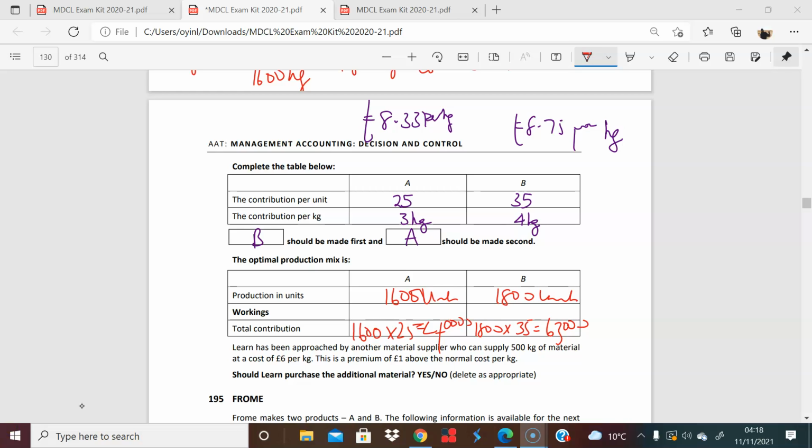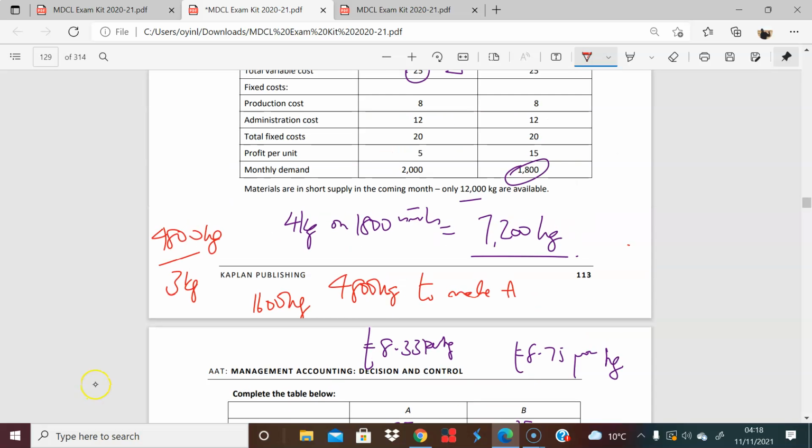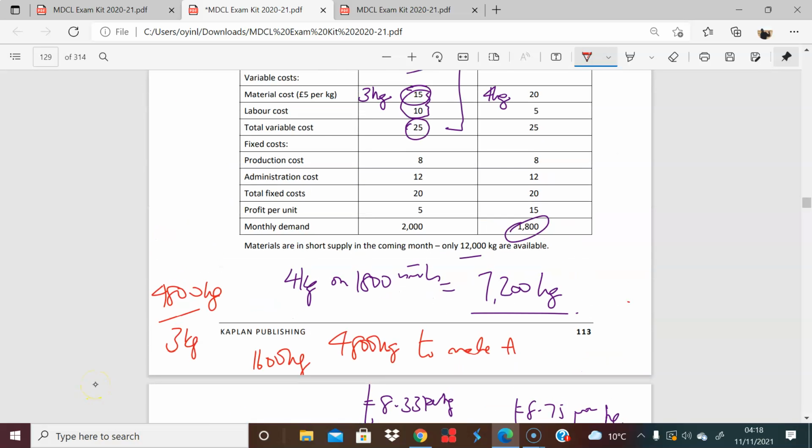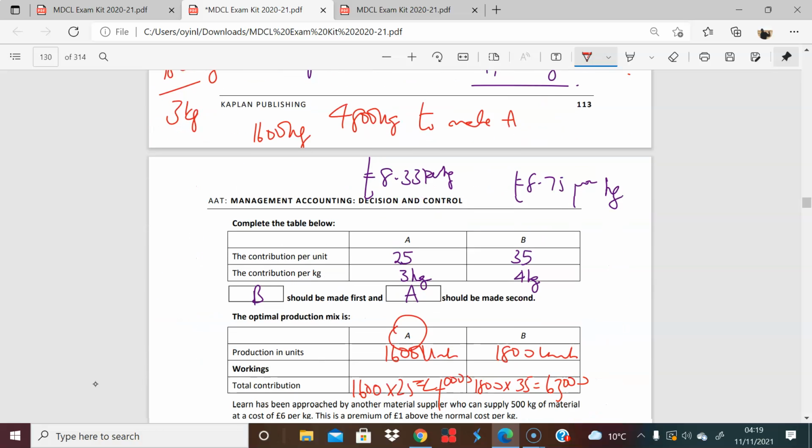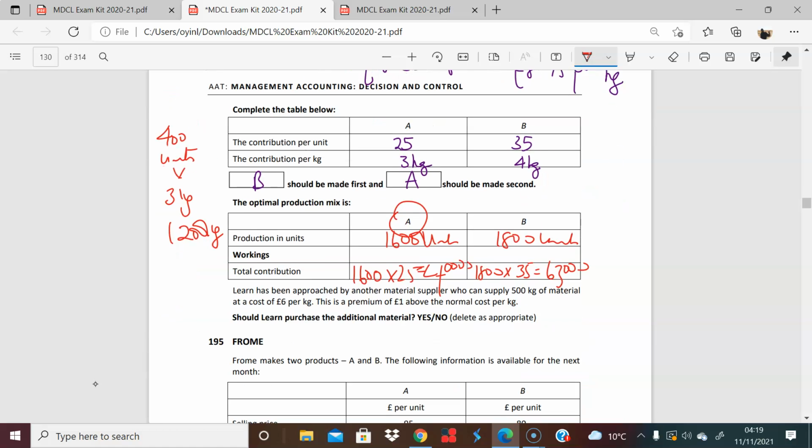Right. So then it goes on to tell us that we've got another supplier who wants to give us 500 kilograms. The point here is that in order to complete the production of A, remember we have 400 units of A outstanding technically. We've only done 1,600. We would like to complete 400 units of A, and for that we really need 1,200 kilograms. But someone is willing to at least give us some more kilograms, so we've got 500 kilograms.